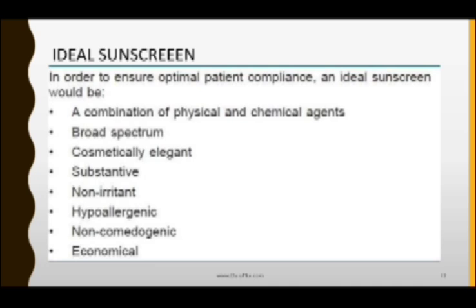Ideal sunscreen. A typical sunscreen should contain the following components: a combination of physical and chemical agents, broad spectrum, cosmetically elegant, substantive, non-irritant, hypoallergenic, non-comedogenic, and economical. These are the things you have to consider whenever making sunscreen.